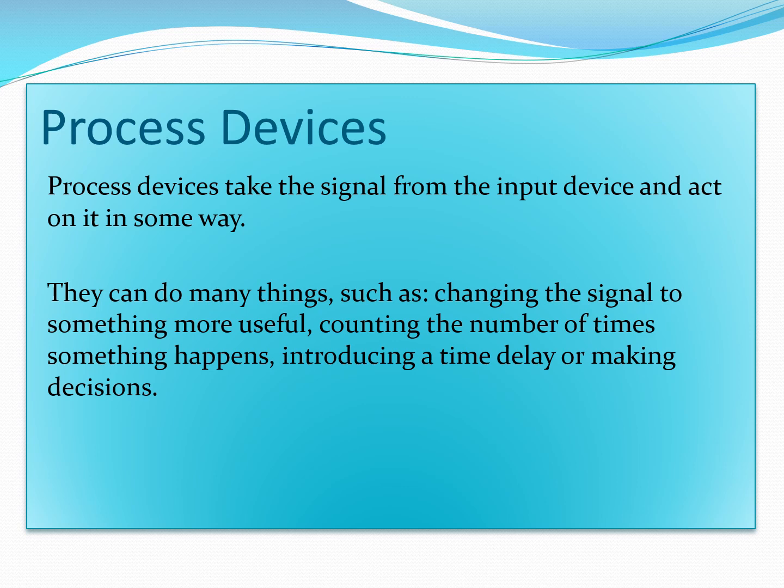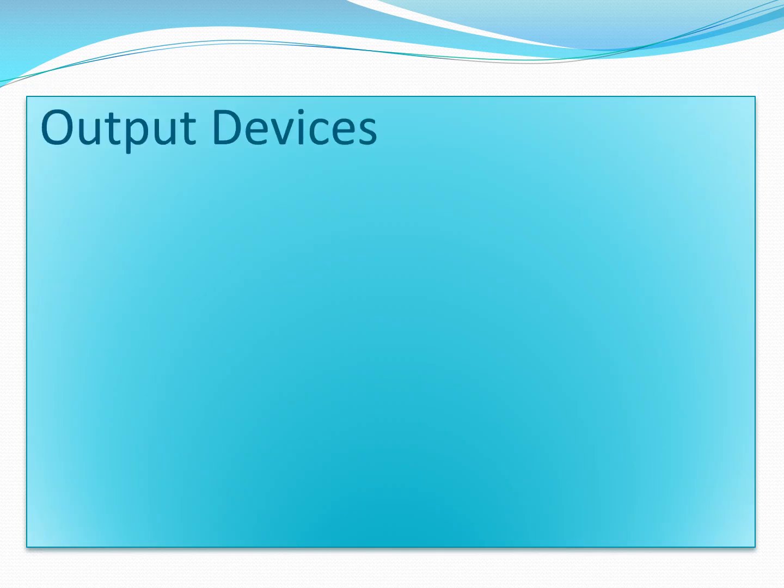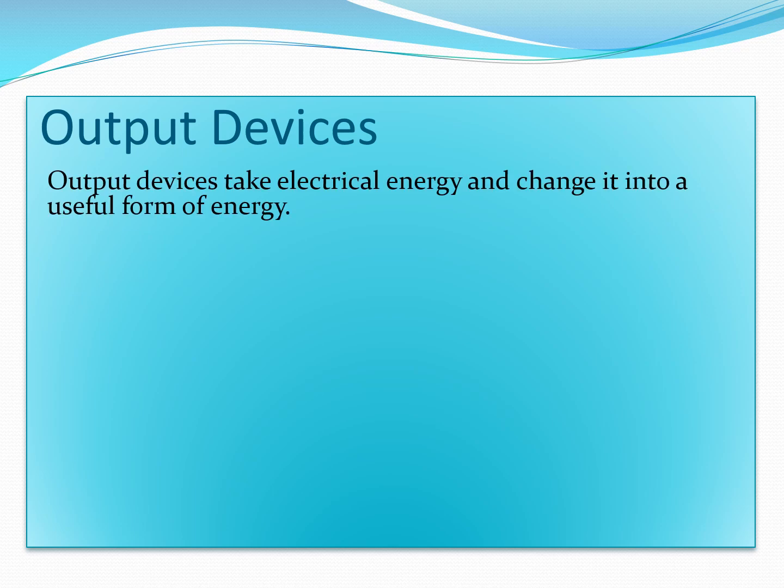Now, let's start looking at output devices. For us, these are probably the most exciting. These are the ones that actually do something. You actually get something fun, or useful at least, from an output device. What these do is they take that electrical energy that was created by the input device and processed in some way, and they change it into a useful form of energy. Most of the time, we as humans don't actually need this electrical energy. It's not useful to us. What we need is light energy or sound energy. And so an output device gives us that.